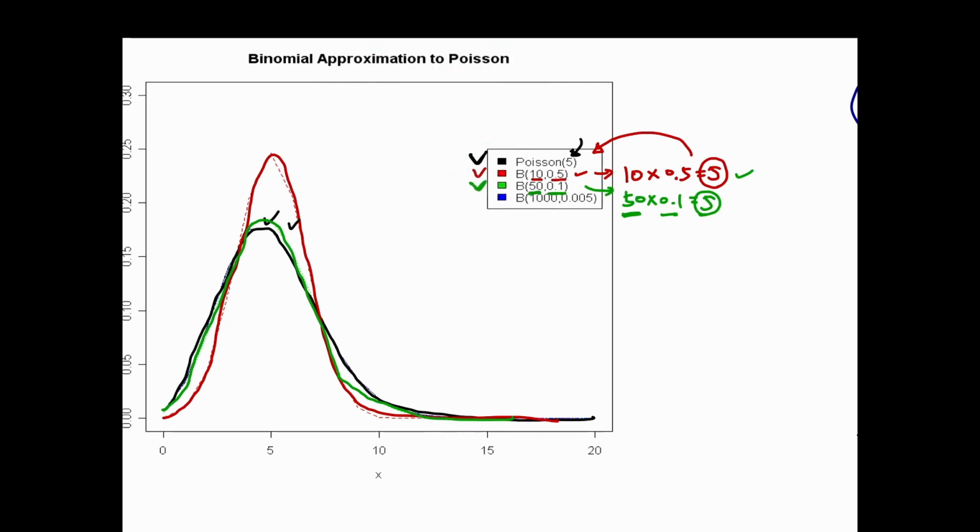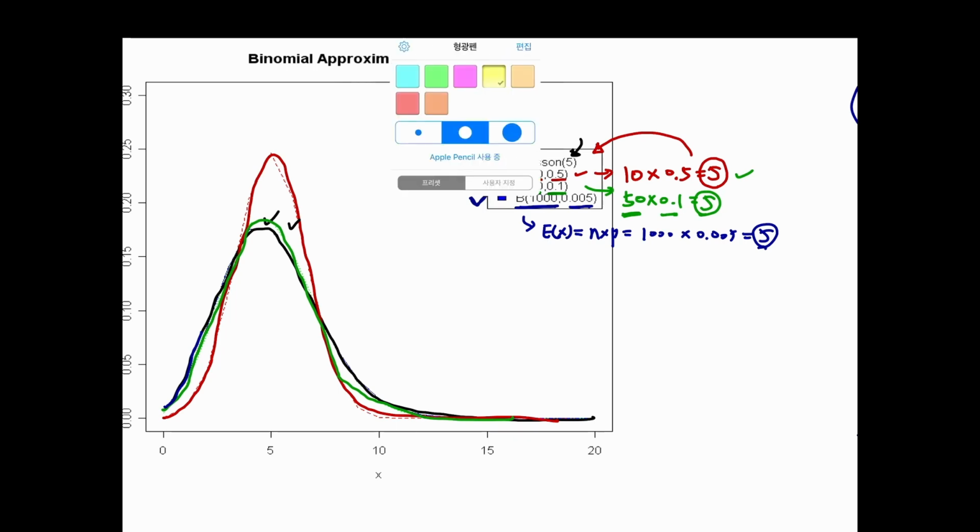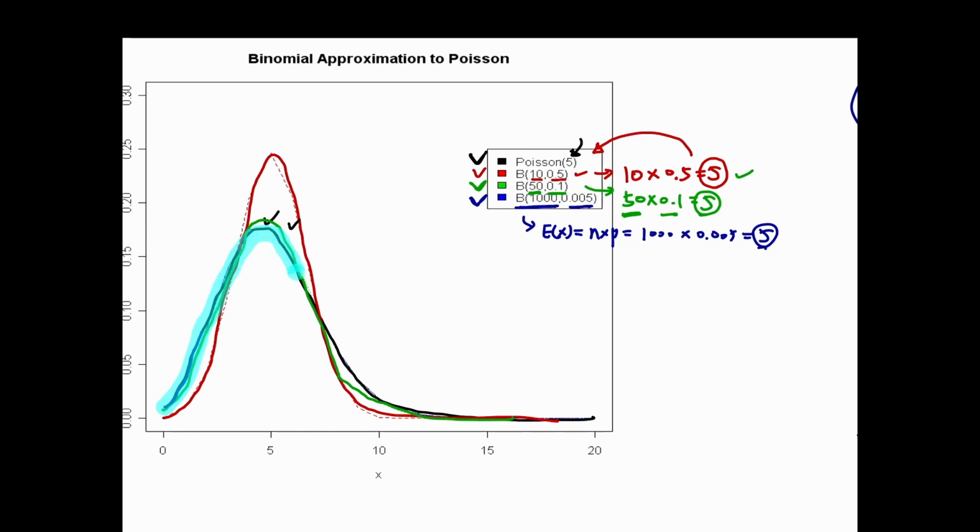Okay, like this. And the blue line graph means a binomial distribution with n equal 1000 and p equal 0.005. So the mean is also five, and the blue line is like this. Okay, so you can observe that it is almost similar to this Poisson distribution.